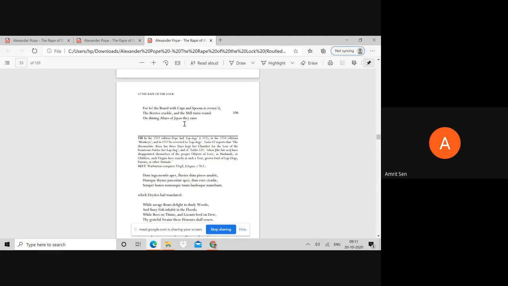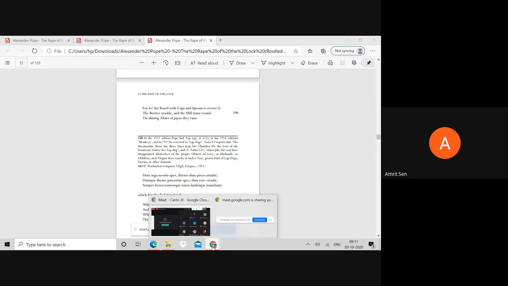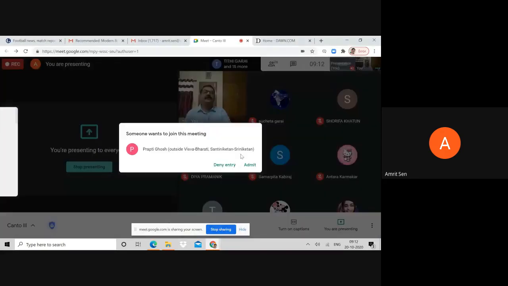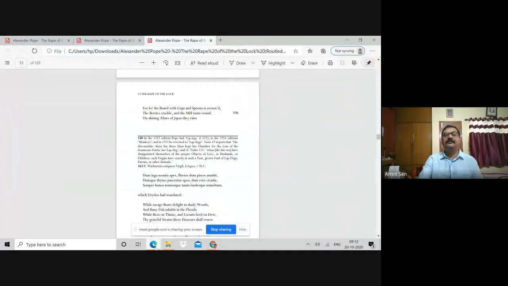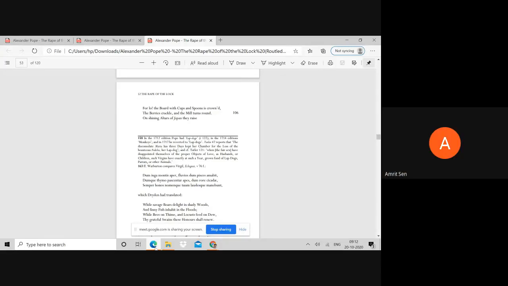For lo, the board with cups and spoons is crowned, the berries crackle, and the mill turns round. The berries, of course, would be the coffee beans, and the mill would be the instrument with which the coffee beans are ground. On shining altars of Japan, they raise. Shining altars of Japan is a periphrasis, a roundabout way of talking about the lacquered table. Lacquer was also another colonial import.